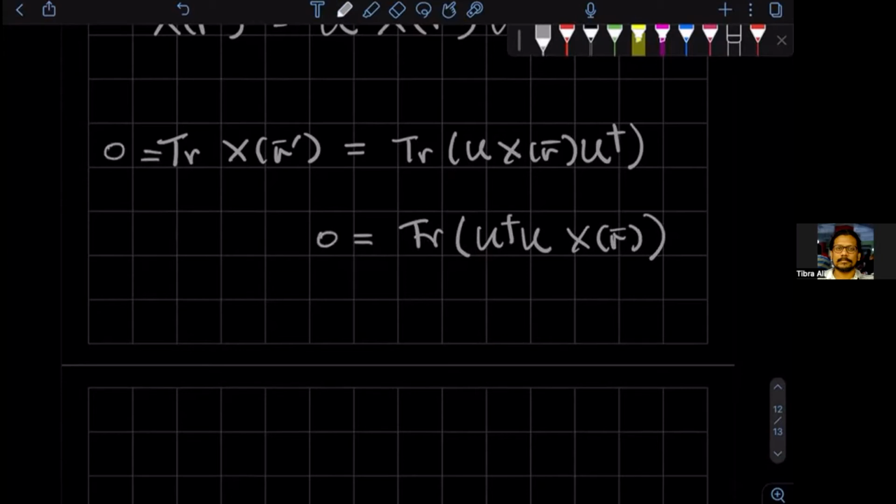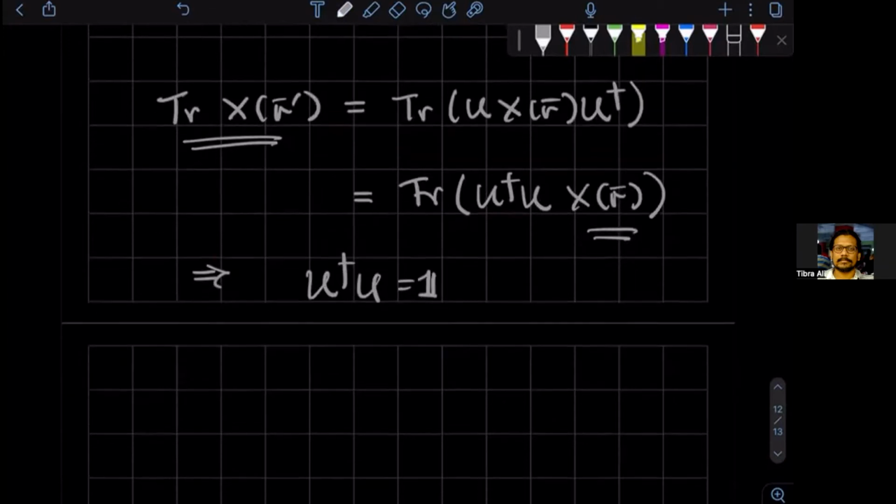So that means that, well, let me put it this way. If the tracelessness of this matrix implies the tracelessness of this matrix, then it must be that U dagger U is 1. And therefore, U has to be unitary. Okay, so the tracelessness guarantees that U is unitary. Okay?